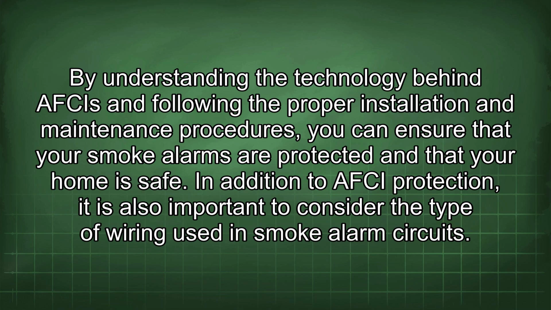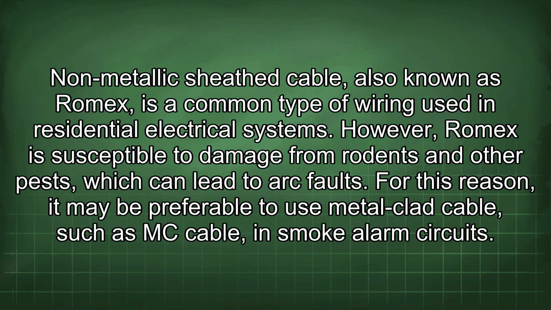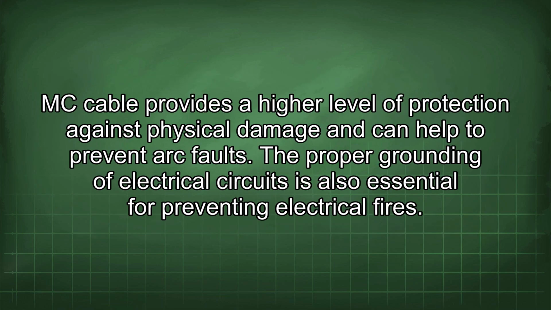In addition to AFCI protection, it is also important to consider the type of wiring used in smoke alarm circuits. Non-metallic sheath cable, also known as Romex, is a common type of wiring used in residential electrical systems. However, Romex is susceptible to damage from rodents and other pests, which can lead to arc faults. For this reason, it may be preferable to use metal-clad cable, such as NEC cable, in smoke alarm circuits. NEC cable provides a higher level of protection against physical damage and can help to prevent arc faults.